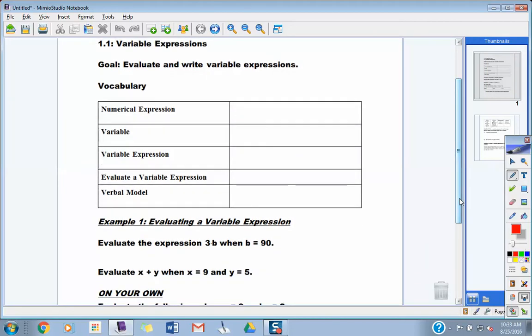If I say evaluate 6 plus 2, what are you going to tell me? 8. Evaluate simply means to do what then? Add them together. Perform the operation. Tell me what it equals. Okay? Are we cool with that? Okay. So we're going to evaluate these and then write.